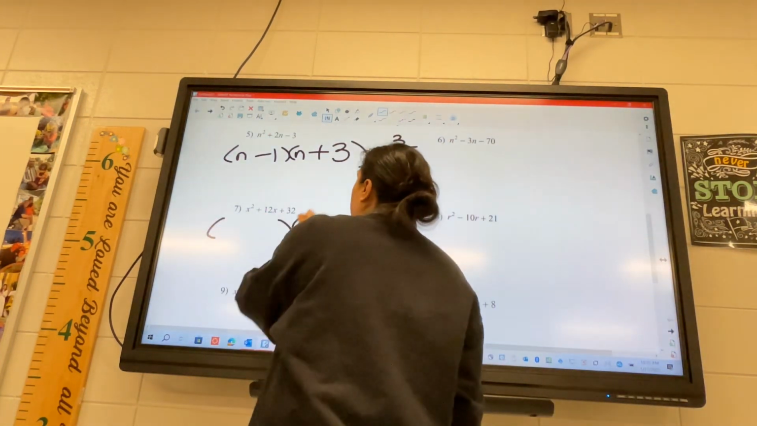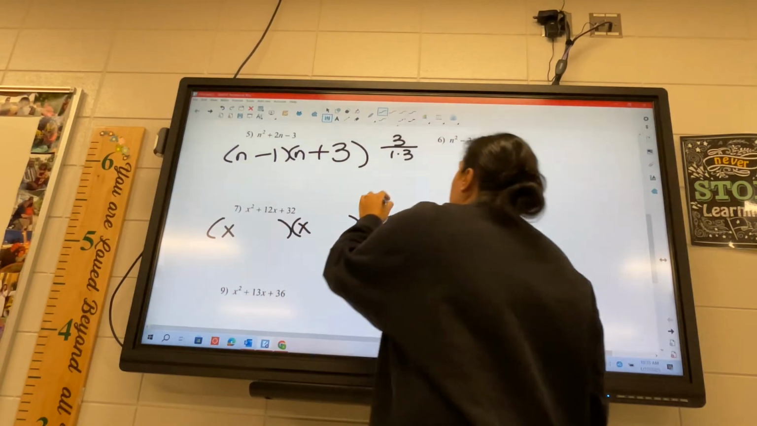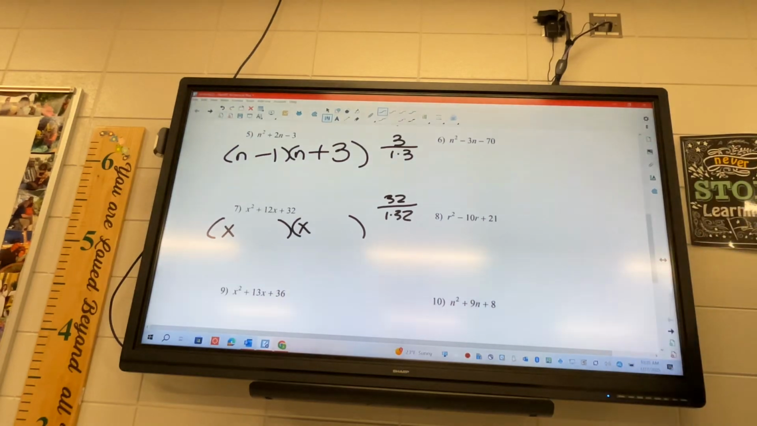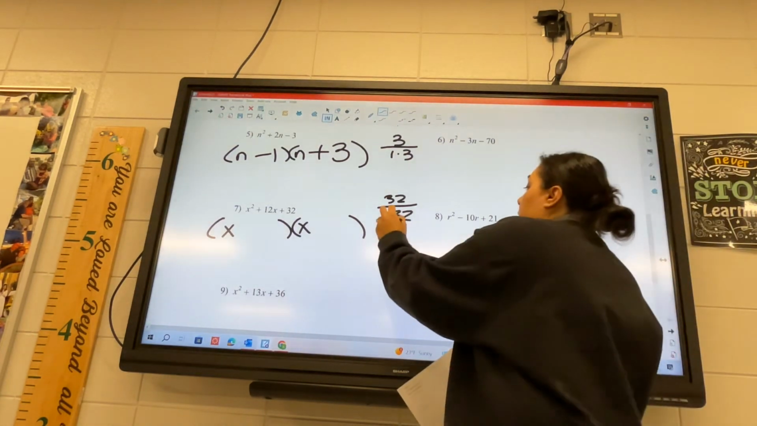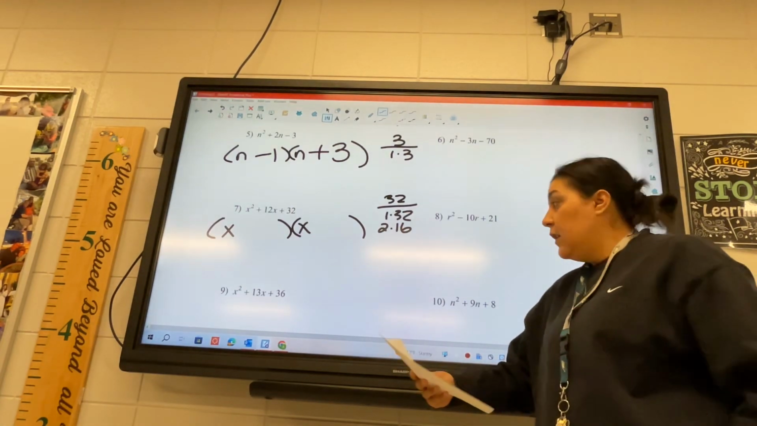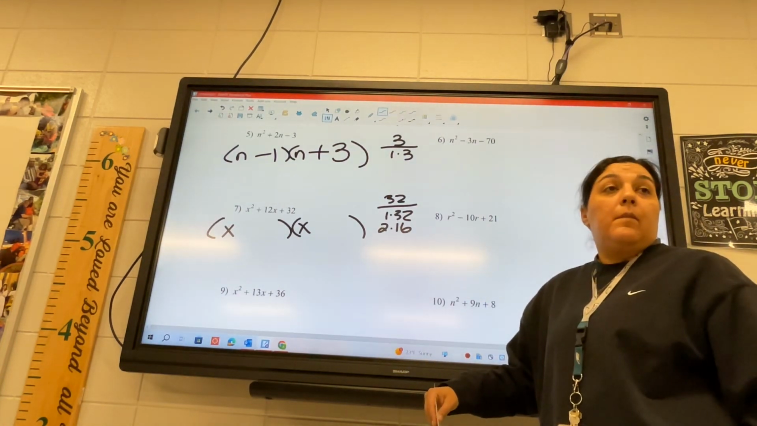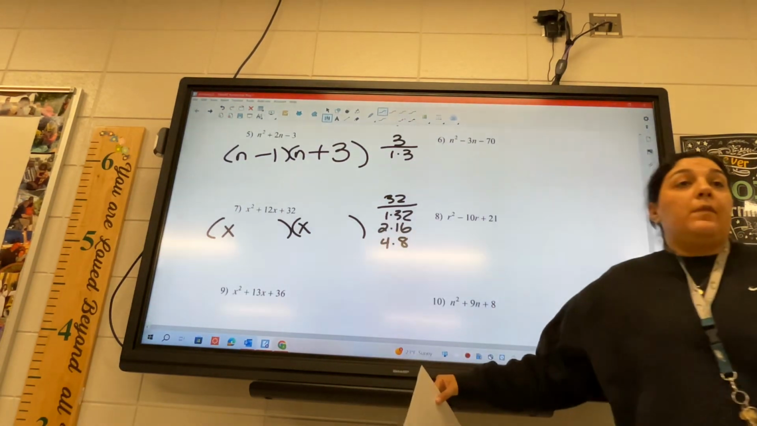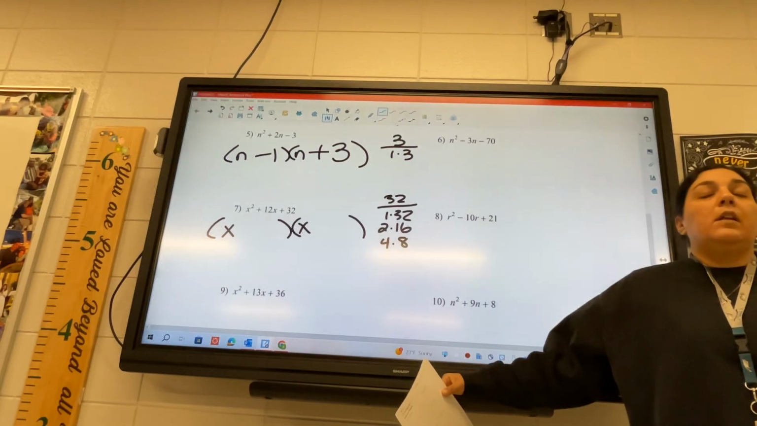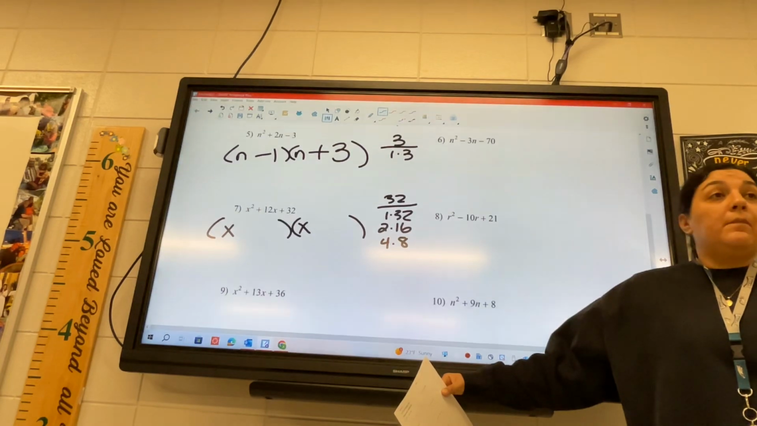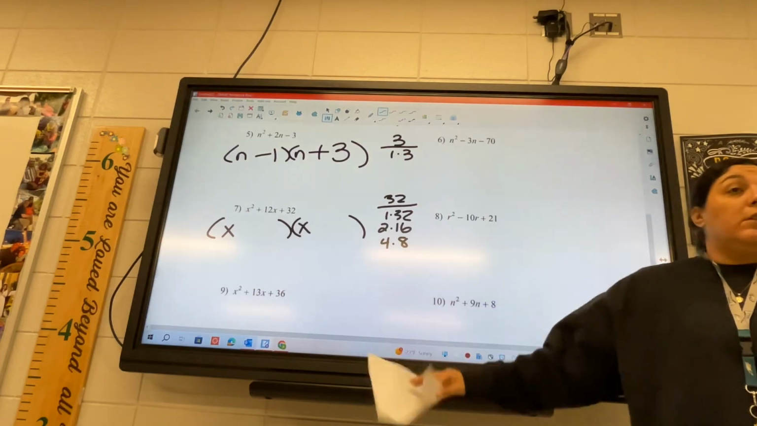Okay, number 7. It's going to be drawing parentheses. We got x and x. Need to make a list of 32. So 1 and 32. 2 and 16. 3. No. 4. 8. 4, 8. Good. 5. No. I thought you said 9. 6. No. 7. No. And 8 is already on our list, so we're done.